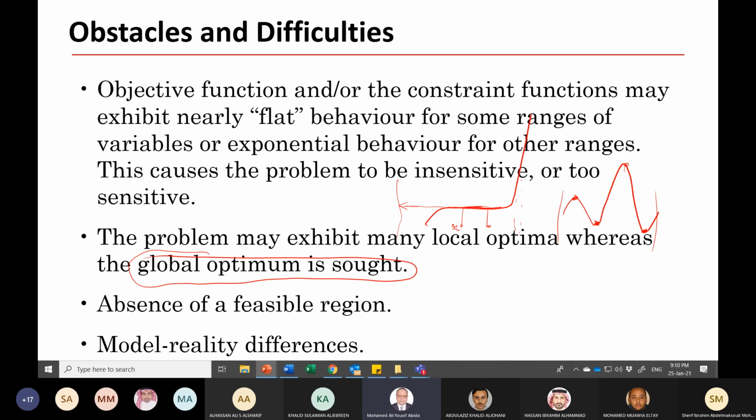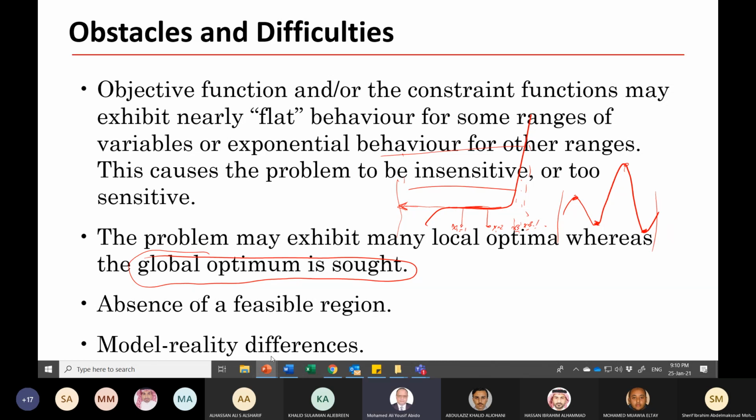X1 equal to 1 and X1 equal to 2, they are giving you the same function value. But here, X equal to 3 and X equal to 3.1, a small change in the parameter gives you a very high change in the function values. Too sensitive now.